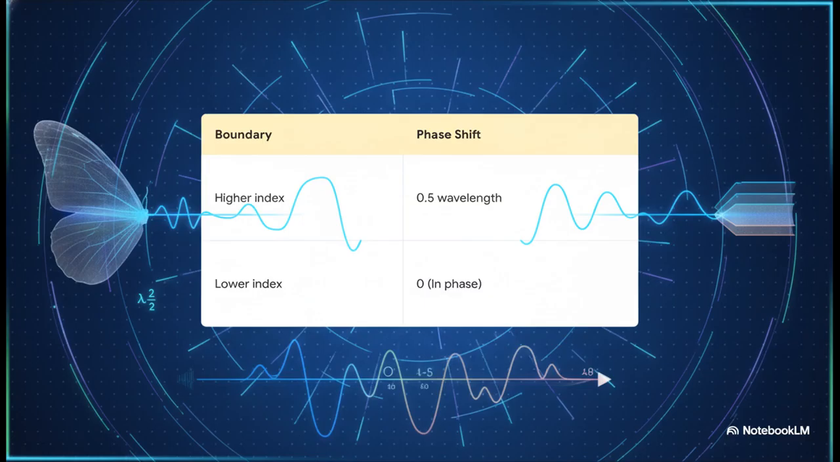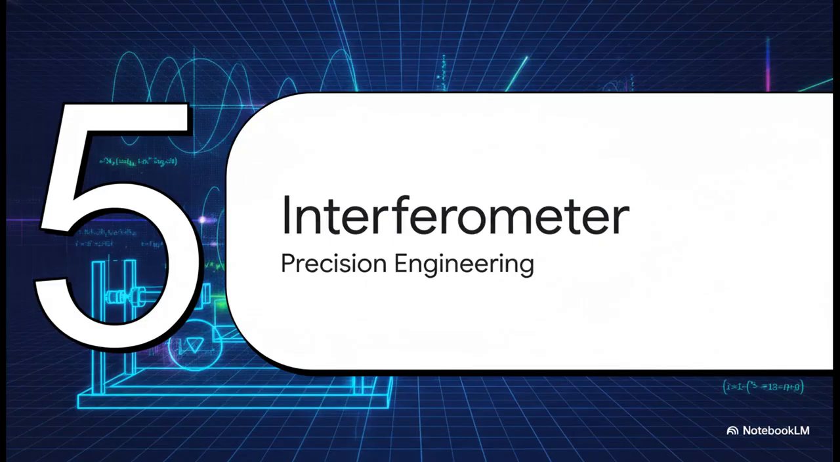So depending on the precise thickness of the butterfly's wing scales, only specific wavelengths, specifically that vibrant blue, interfere constructively. And as your viewing angle changes, the path length difference changes too, which causes the color to just magically shift right before your eyes. And finally, Section 5, the Michelson interferometer.